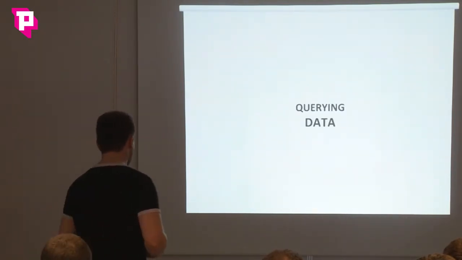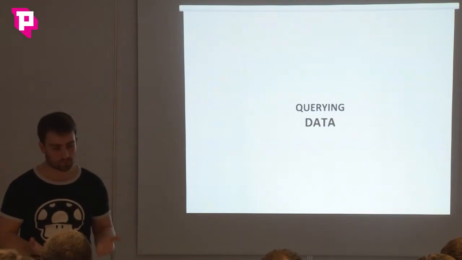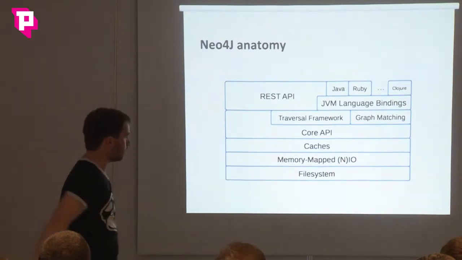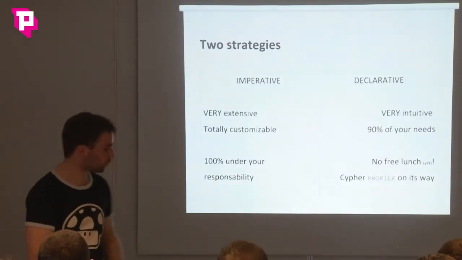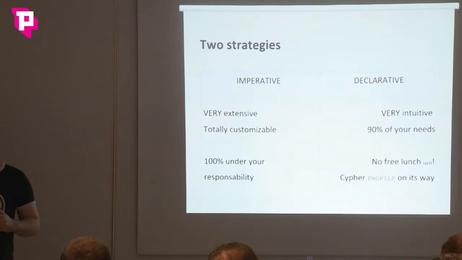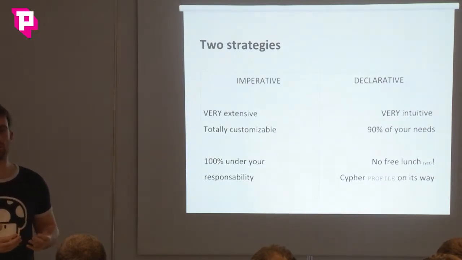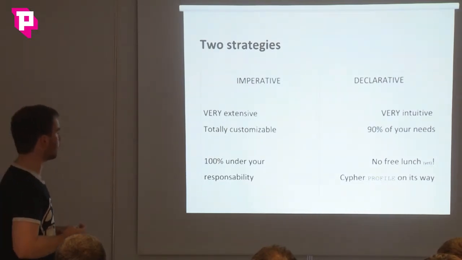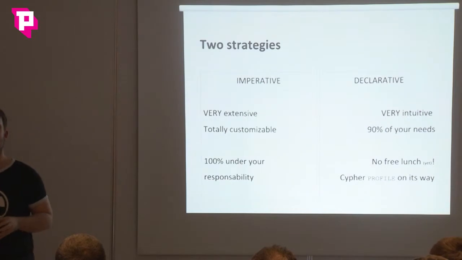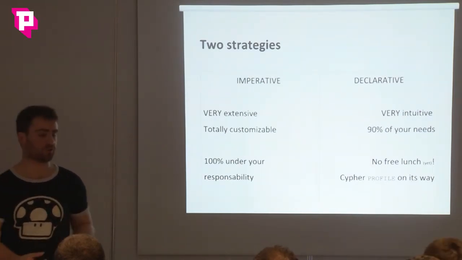But now the more interesting part is how do I query data? So we've gone one layer deeper. You have two ways actually to deal with that. You have an imperative way, you describe very precisely how you want to traverse your graph. However, of course, you are totally responsible for what you describe. So if your traversal is inefficient, you will have to deal with it and monitor it and try to improve it. Another approach is declarative. You just describe what you want, not how you want it, and it will take care of how to retrieve the data.